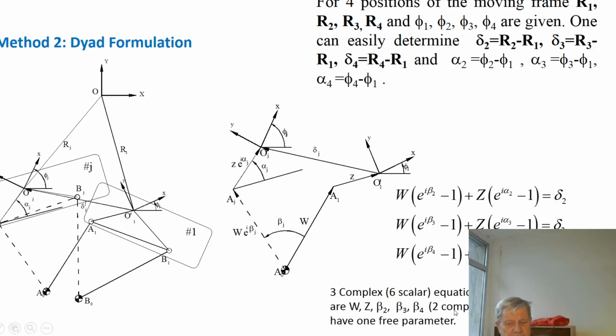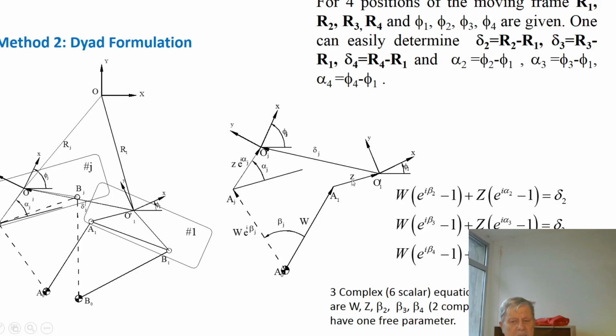in the basic form, we said, okay, we don't know A0, we don't know A, but let us assume that we have A over here, A0 over here. We represent this A0A as a vector W, and we represent A1B1, the first position, as Z vector.